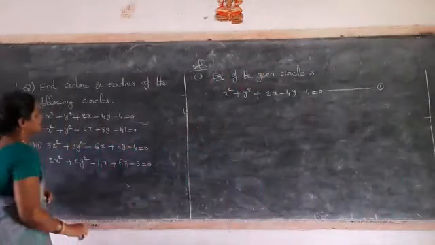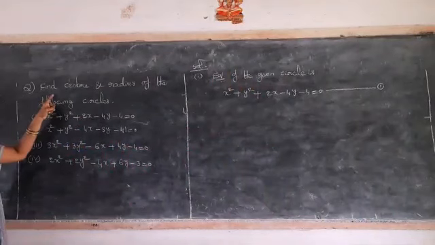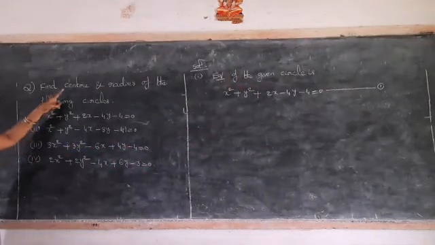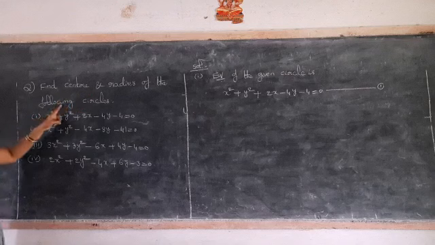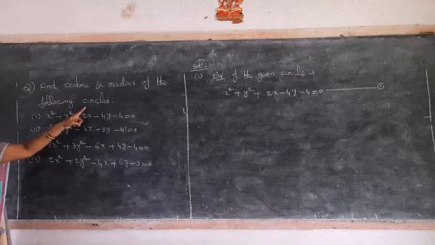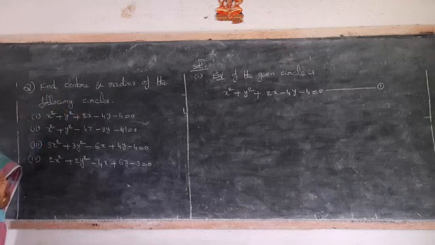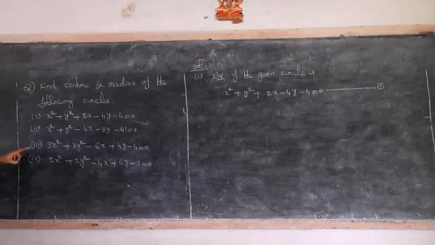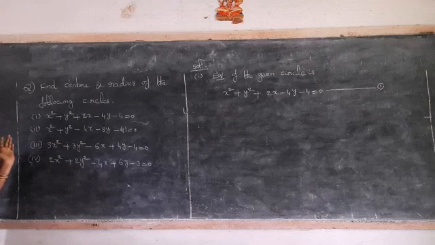Okay children, here we have taken one question. Find the center and radius of the following circles. క్రింద ఇచ్చిన సర్కిల్స్ కి సెంటర్ రేడియస్ ని కనుక్కోండి అని అంటున్నారు. You see, we have taken 4 questions. For each question you have to find the center and radius. ప్రతి క్వశ్చన్ లో కూడా మనం సెంటర్ రేడియస్ కనుక్కోవాలి.